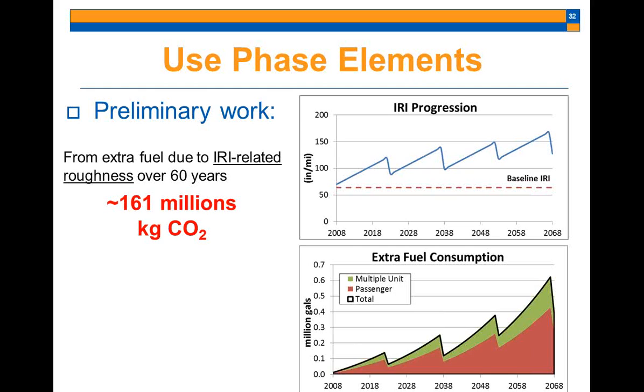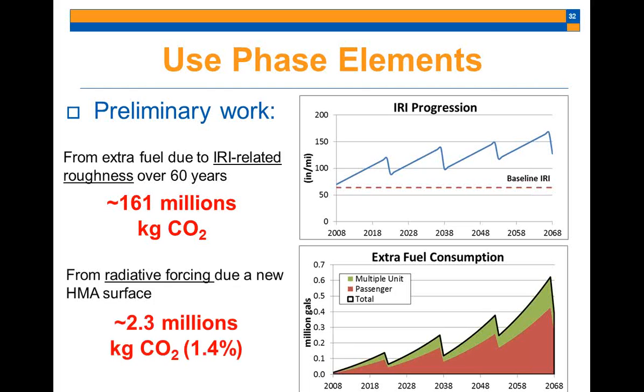And if we compare that to the albedo effect of radiative forcing, this occurs when a new surface is made, like an overlay. It's a one-time event. So if we consider just one of these new overlays, it's about 2.3 million kilograms of CO2. So that's about 1.4% of the greenhouse gases compared to the IRI related greenhouse gases. So it definitely shows that the IRI is overshadowing the albedo effects for radiative forcing.